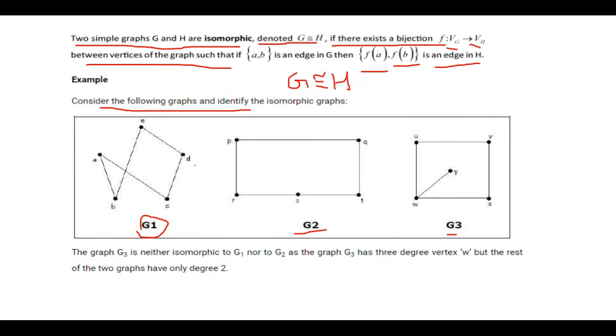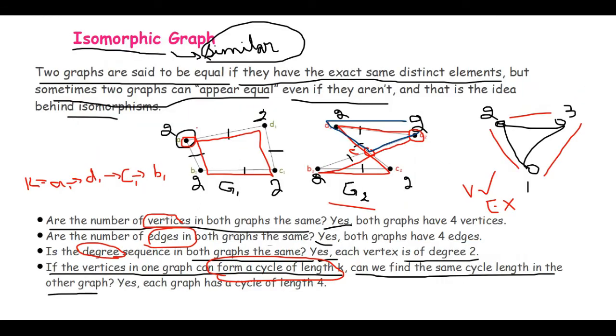Coming to point number 1, the vertices. If we take the 5 vertices from G1: A, B, C, D, E, yes, 5 satisfied. For the second graph, 1, 2, 3, 4, 5, satisfied. And the third, 1, 2, 3, 4, 5. Yes, so the vertex statement is satisfied.